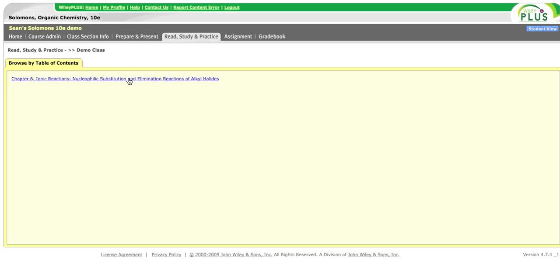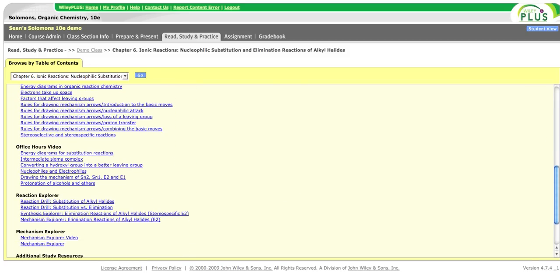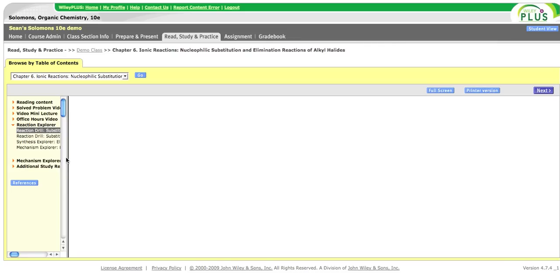In Read, Study, and Practice, if you click on Read, Study, and Practice and then click on a chapter, such as Chapter 6, you have the Reaction Explorer website here. So you can go do practice mechanisms, practice synthesis, so the student can practice on those if they want, and they also have the reaction drill exercises.